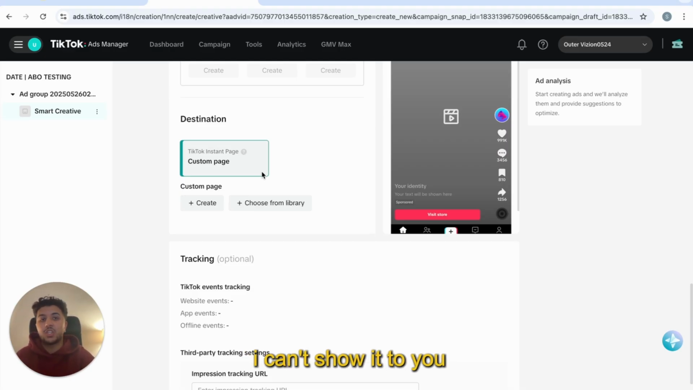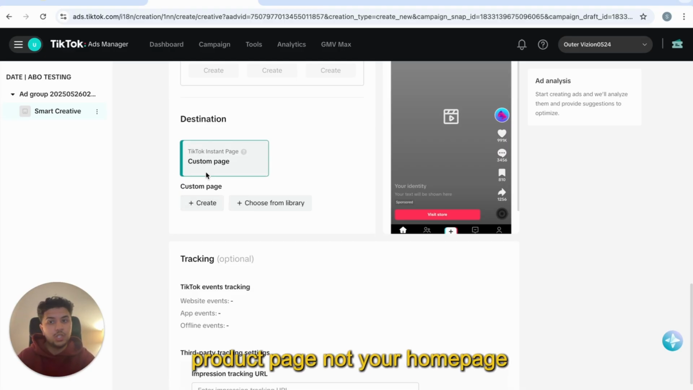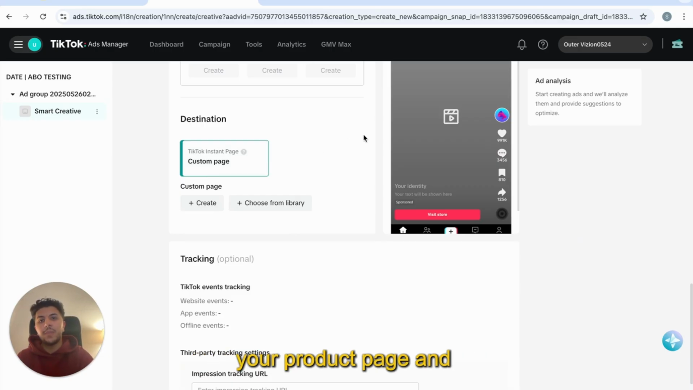Because of the pixel I can't show it to you, but yeah, you enter your product page, not your home page, your product page. And always before you set it up, there will be a button. If you click on it, your website will open in a new tab. You can validate if it's the real one. You just click on it. If you see everything is fine, you're done.